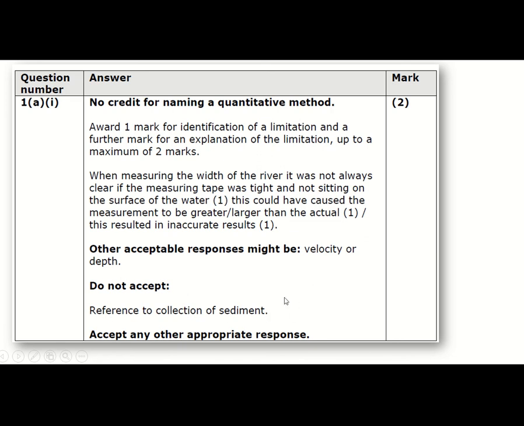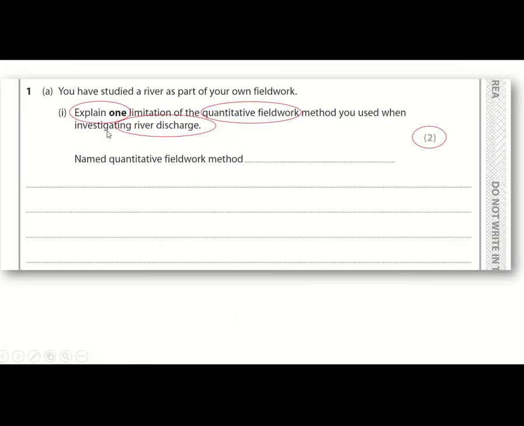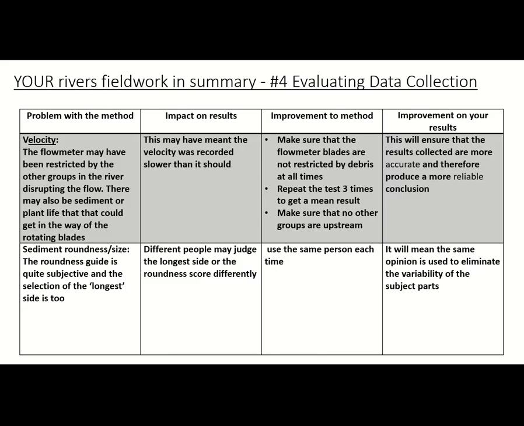Okay, now why is that important? Well, look at the question. It says measuring river discharge. When you pick up pebbles, roundness, sediment, it doesn't tell you anything about the discharge. All it does is tell you if there are erosion processes going on. So measuring river discharge, we really only measured velocity, because velocity links to river discharge.